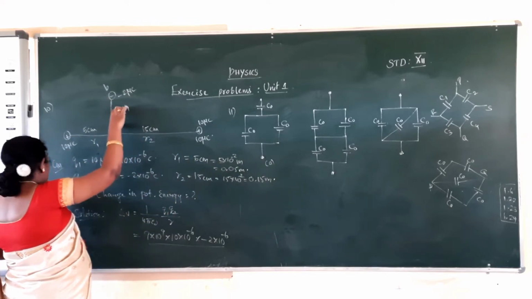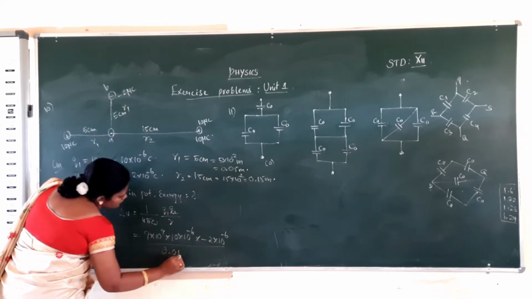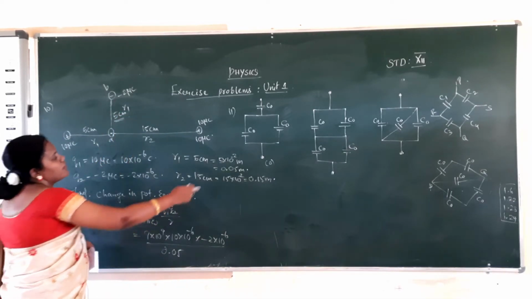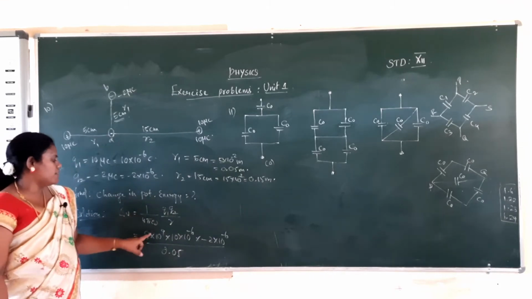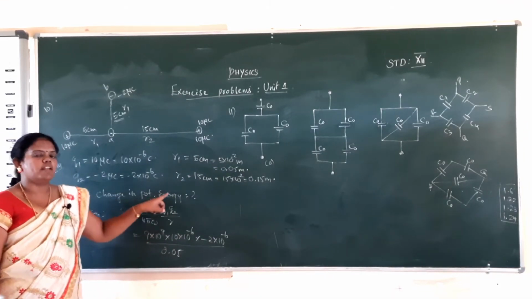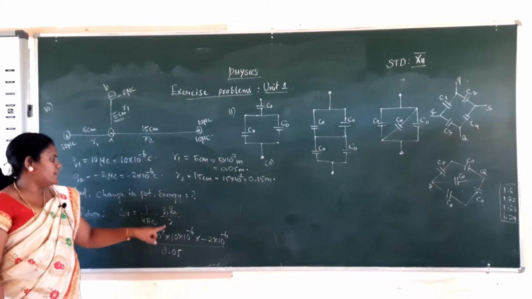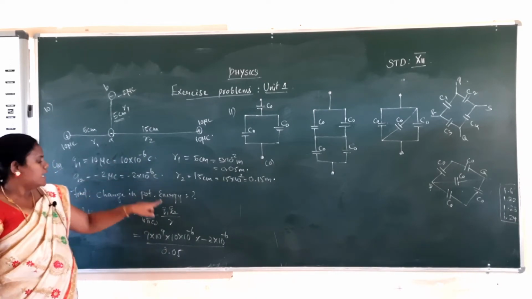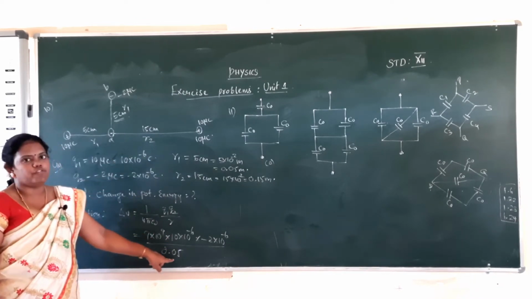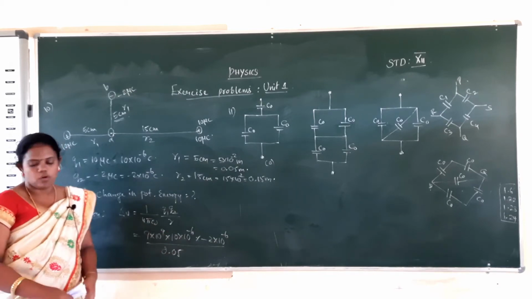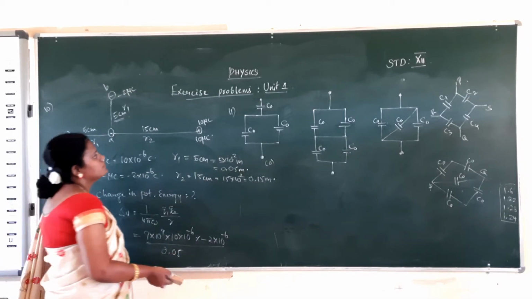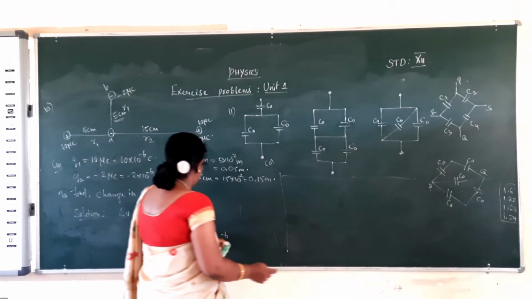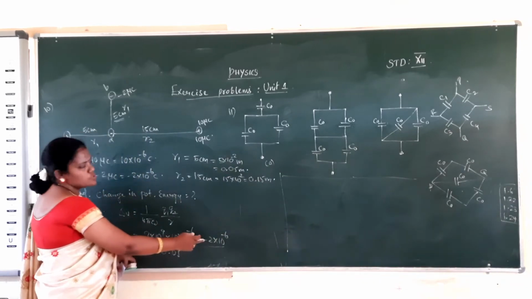So 5 centimeter is 0.05 meter. 1 by 4 pi epsilon naught value is 9 into 10 power 9. Substitute the Q1 value, the Q2 value, and the R value. Q1 value is 10 into 10 power minus 6, Q2 value is minus 2 into 10 power minus 6, and R value is 0.05. Then you have to multiply all the values. How will you multiply? 9 into minus 2, so minus 18.